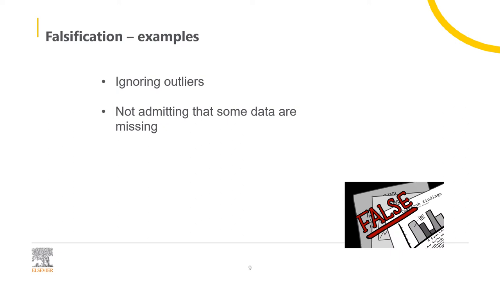Not admitting that some data are missing, quite simply giving a higher response rate, for example, in a survey, or falsifying the numbers in a clinical trial, for example. And also post hoc analysis that are not admitted, in other words, secondary analysis. This is a particular problem in randomised controlled trials where people have a primary outcome and then they go and publish several other papers using the same study but publishing different data. And this has led to papers being retracted and to jobs being lost. So it's a case of falsification.